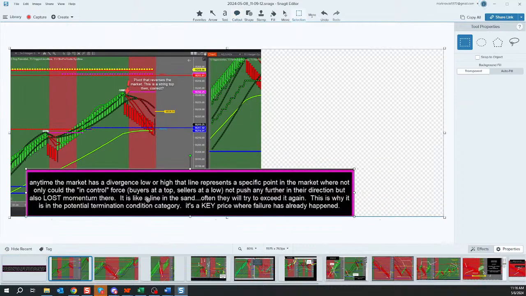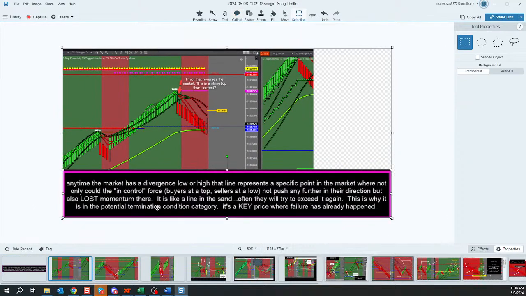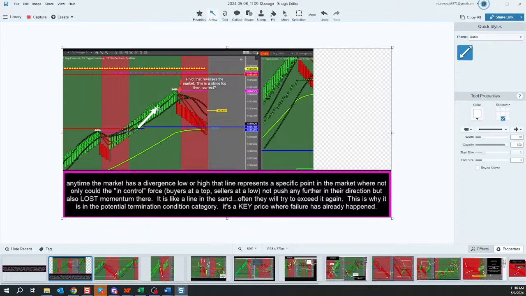Anytime the market has a divergence high or low, this represents a very specific point in the market where not only could the in-control forces, in this case the buyers, not go any further, but you can think of it that the sellers stole their momentum. And you don't see that until about the third bar down, but it creates this pink line. Does that make sense so far?